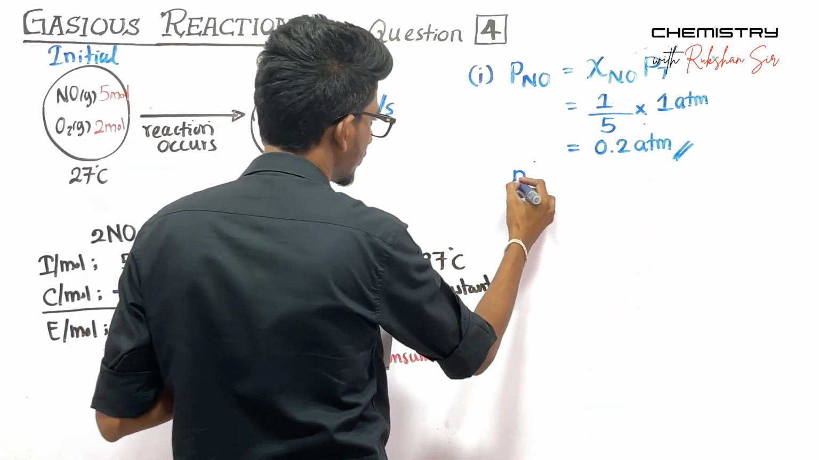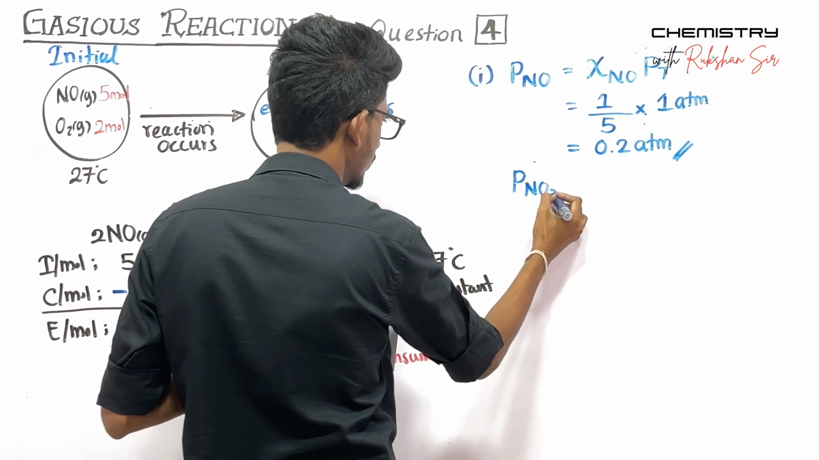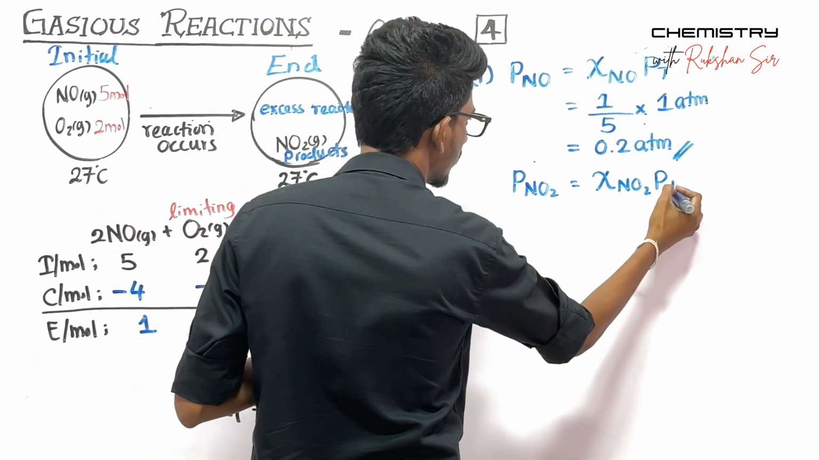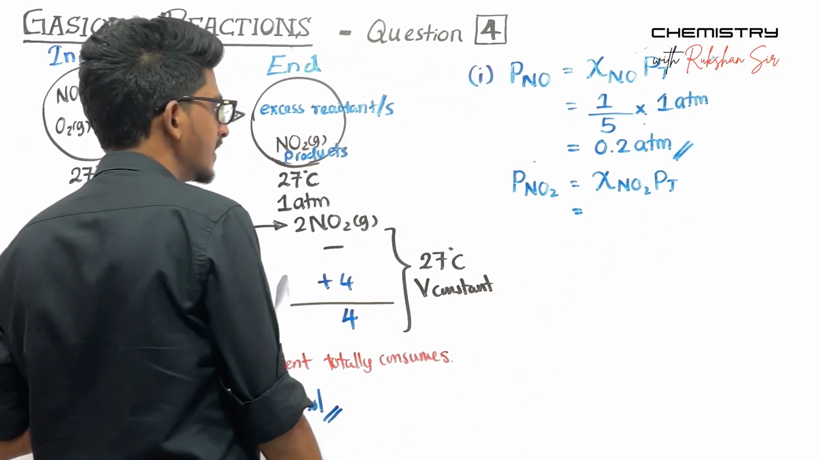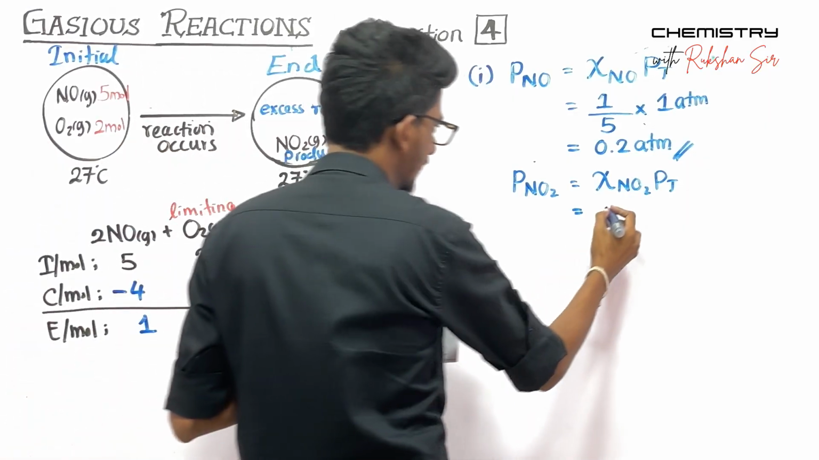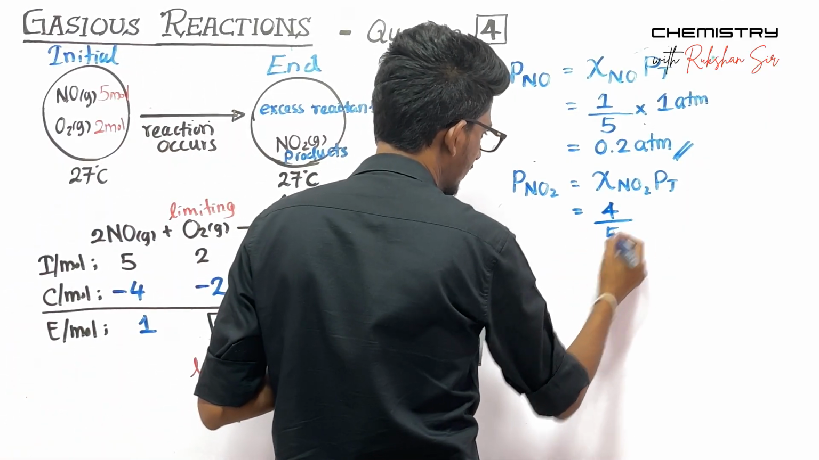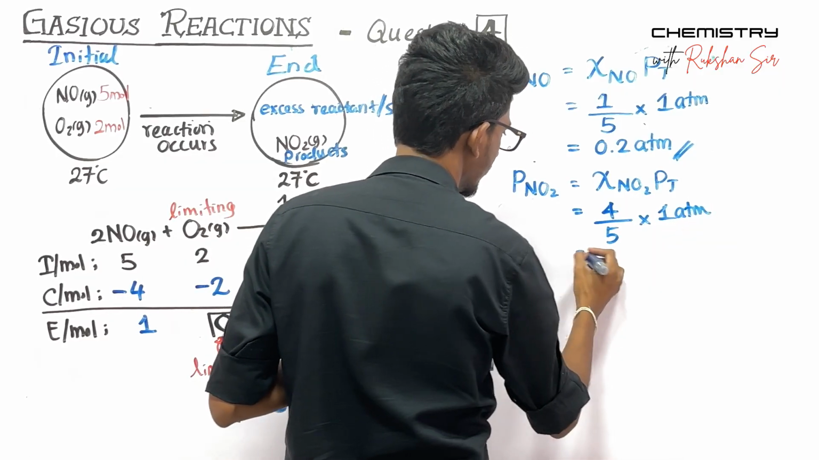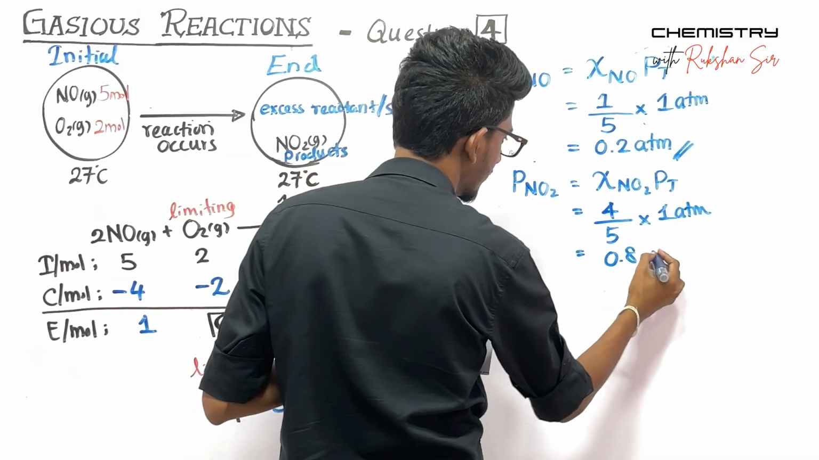So for the partial pressure of NO2, it is again mole fraction times P total. So NO2's number of moles is 4, total number of moles is 5, P total is 180. So that is going to be 0.880.